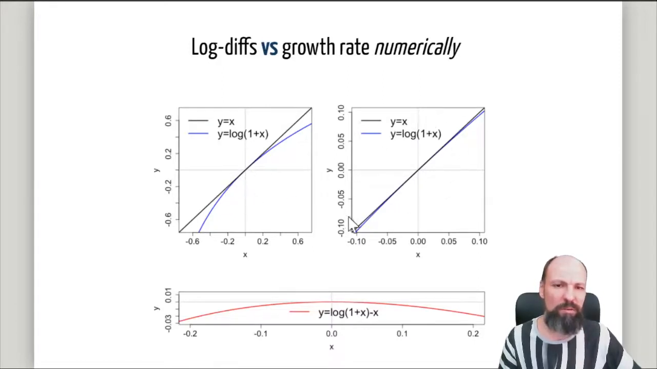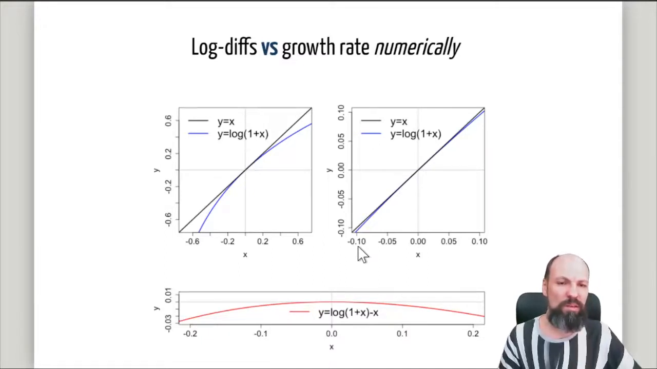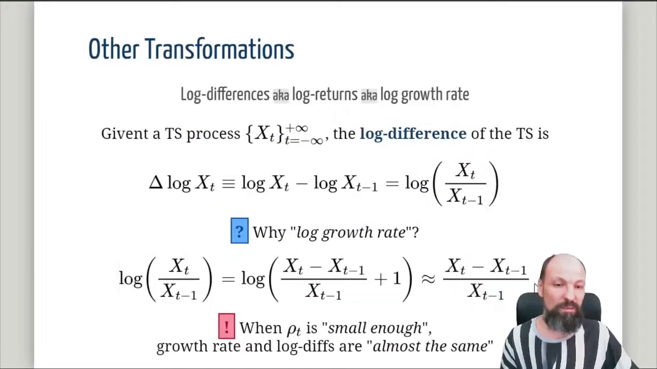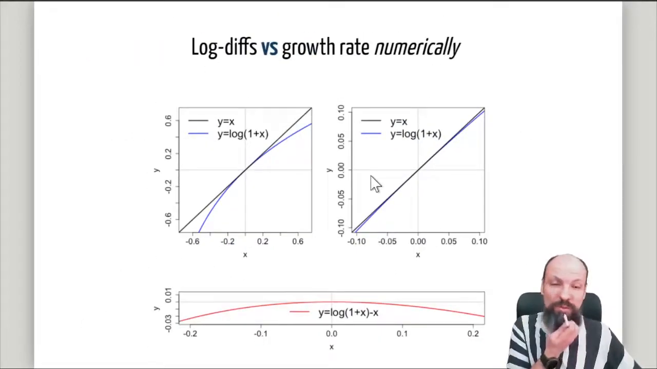The second part of it shows the closer range, between plus minus 0.1. So when the growth rate, the percentage change, is between plus minus 10%, plus minus 0.1, then we can say that the log growth rate is almost the same. The deviation is not high. When it's higher, then of course the error expands.